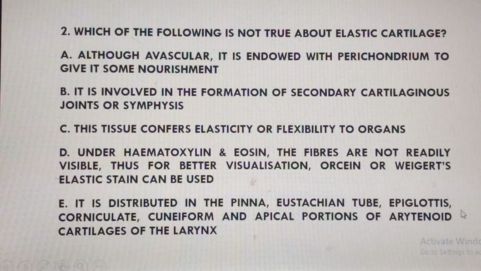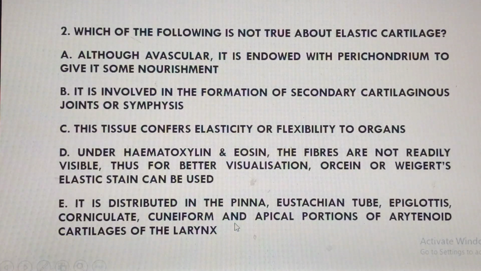elastic stain. Option E says it is distributed in the pinna of the ear, the eustachian tube of the ear, the epiglottis, corniculate, cuneiform, and apical portions of arytenoid cartilages of the larynx. Yeah, these are areas where we are going to find it. Anytime you think of elastic cartilage, think about the apparatus of the ear. Anything related to the ear, like the pinna, the eustachian tube, the external acoustic meatus. Then of course think of the epiglottis of the larynx and the other cartilages.